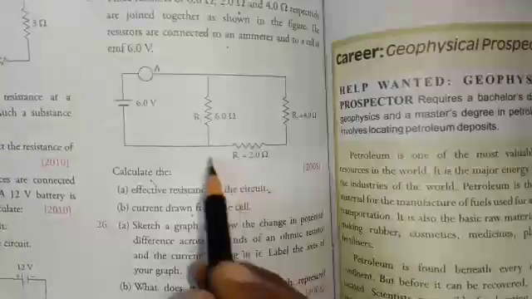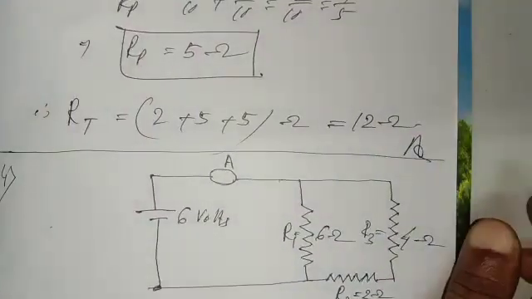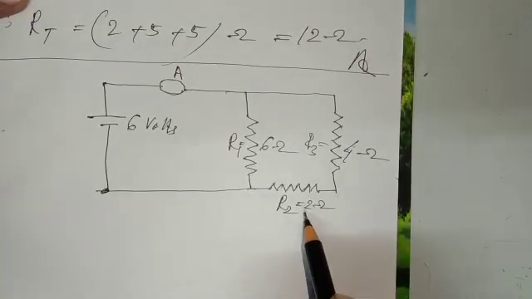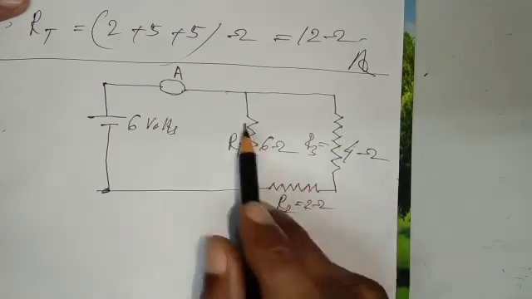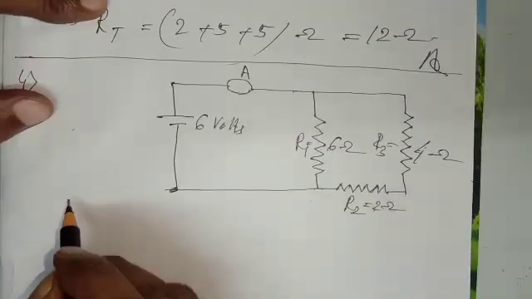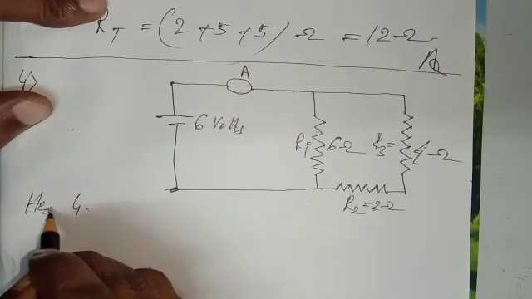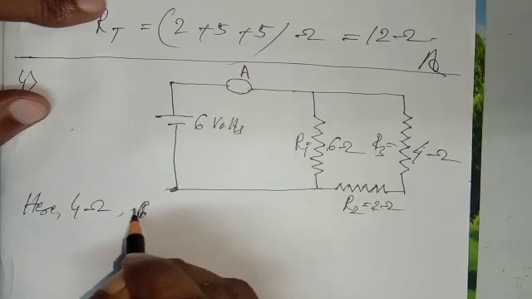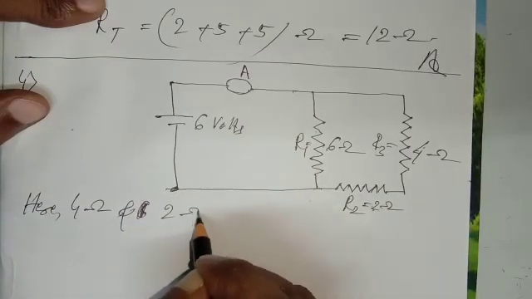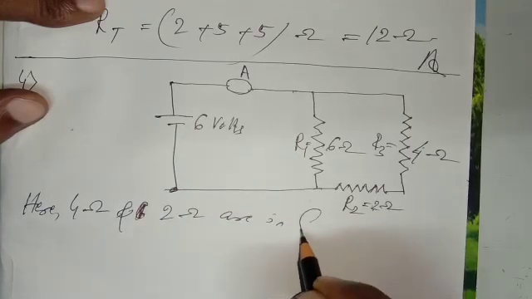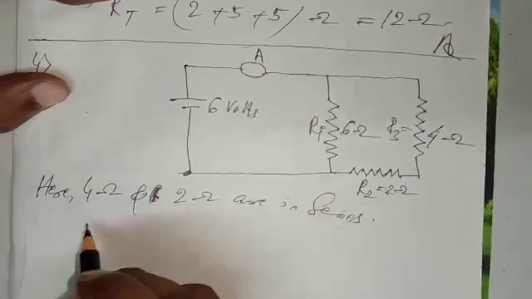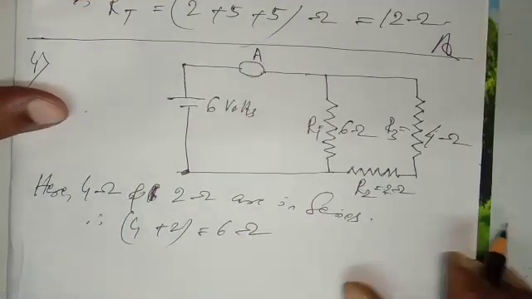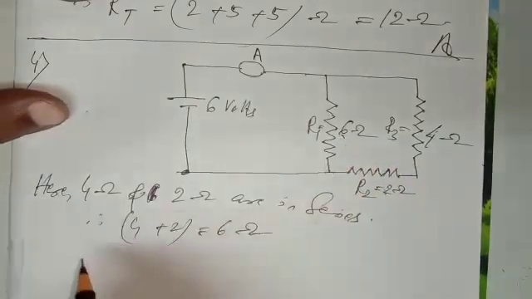This is the diagram given. Just see. First of all, before going to the calculation part, this 4 ohm and 2 ohm are in series. Then this total and this total are in parallel. Yes or no? That means 4 ohm and 2 ohm are in series. Therefore, 4 plus 2 equals 6 ohm. Now this 6 ohm and this 6 ohm are in parallel.